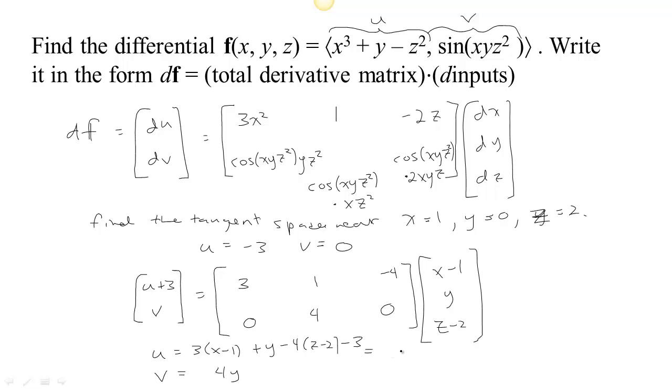Let's see the one for u. I might be able to make it nicer. We have 3x, and we have y minus 4z. What about my constants? I have negative 3, and I have plus 8, and another negative 3. So negative 6 plus 8 would be 2. That might be a nicer way to write that.